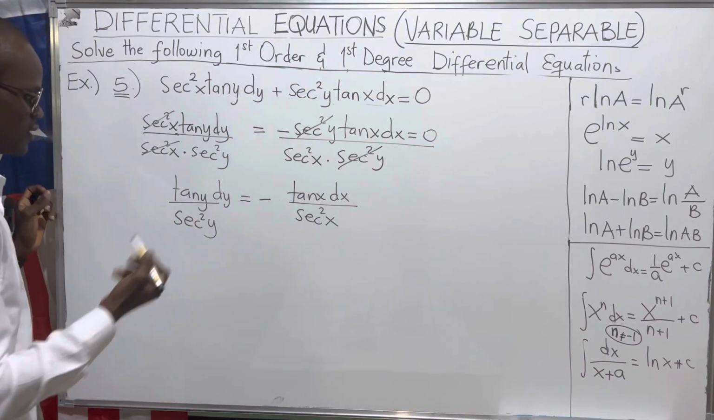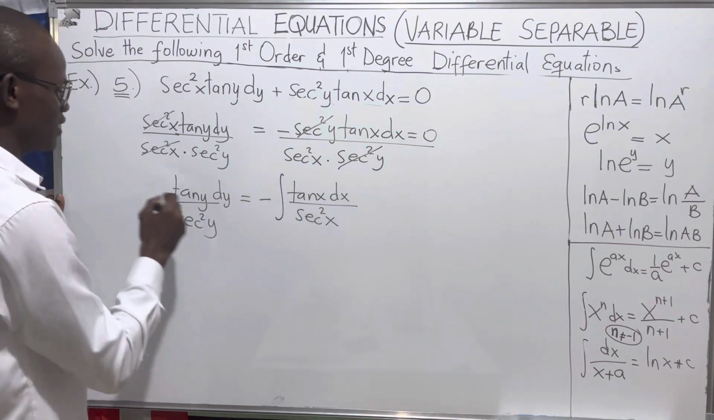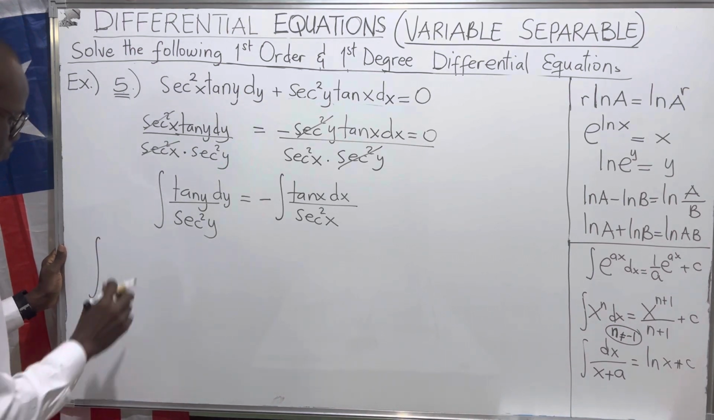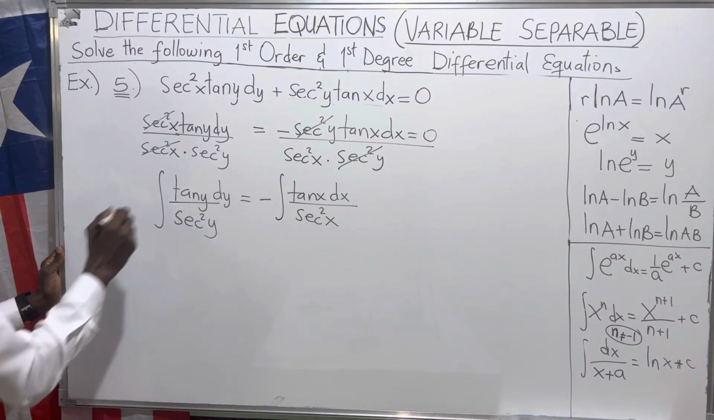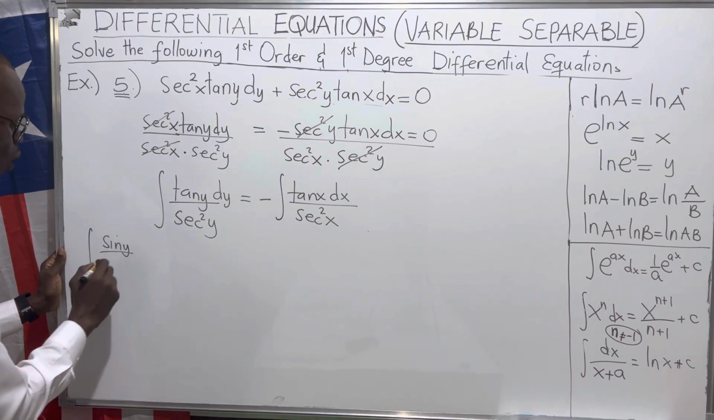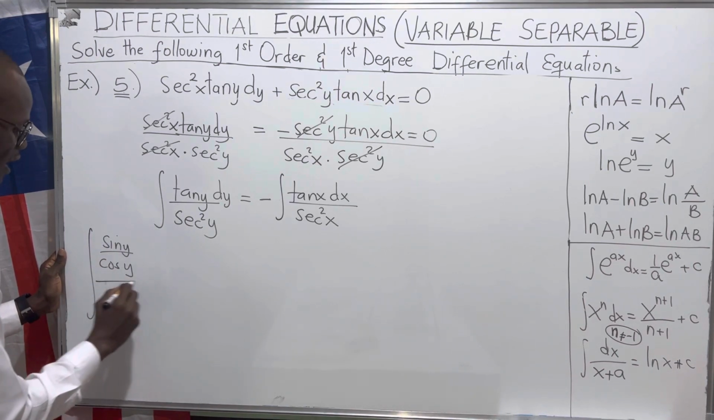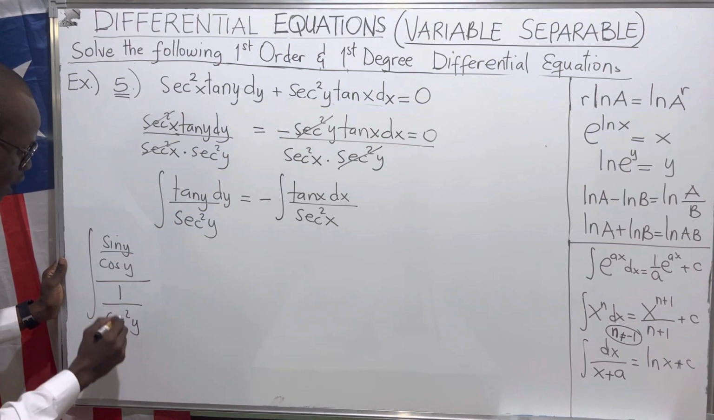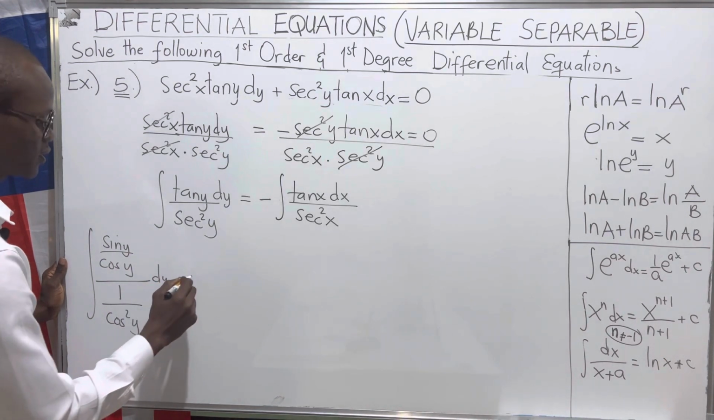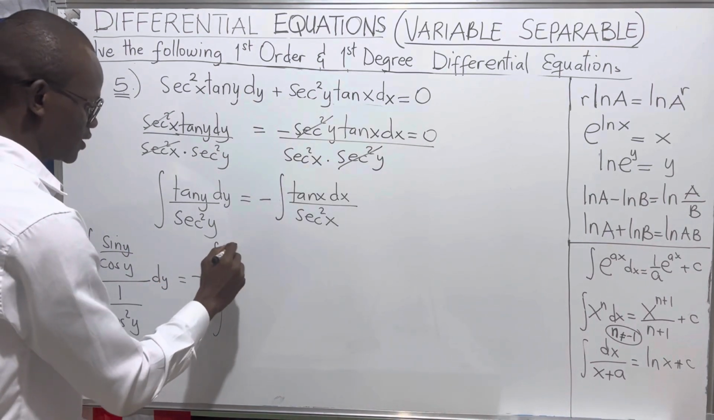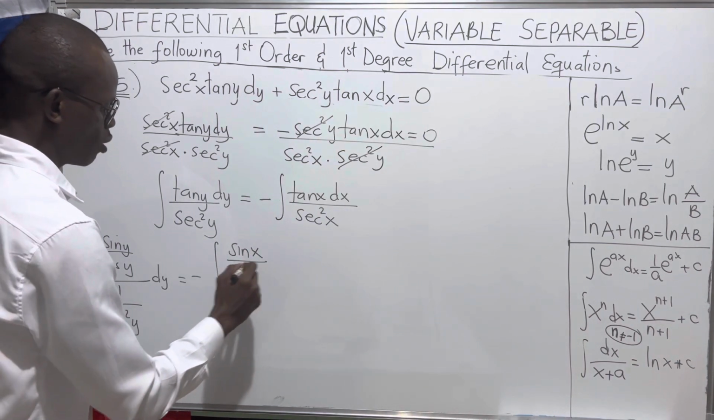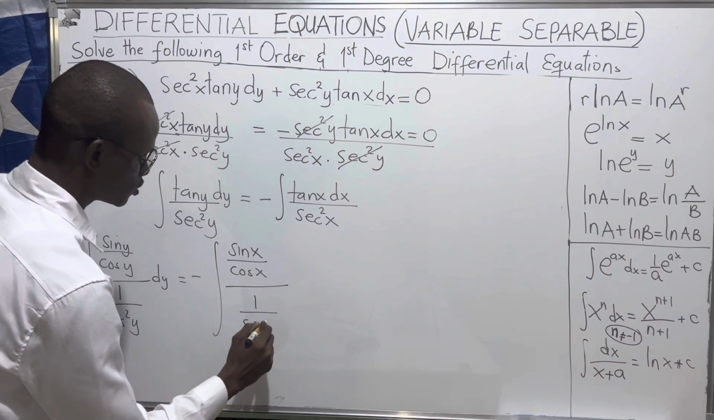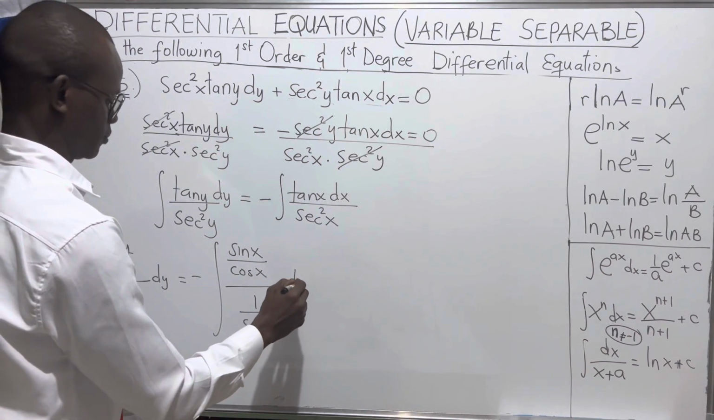Since we have now separated the variables, we are integrating now. One way we could do it is to rewrite in terms of sine and cosine. So we have the integral of sine of y all over cos of y, divided by 1 all over cos square y, dy equals negative, this tangent is sine of x all over cos of x, all divided by 1 over cos square x dx.